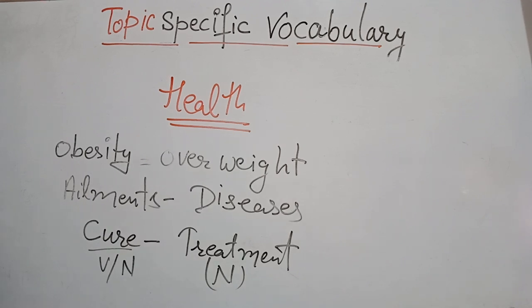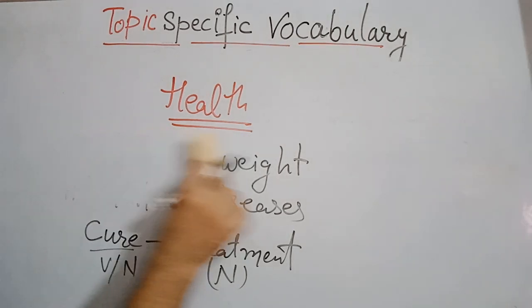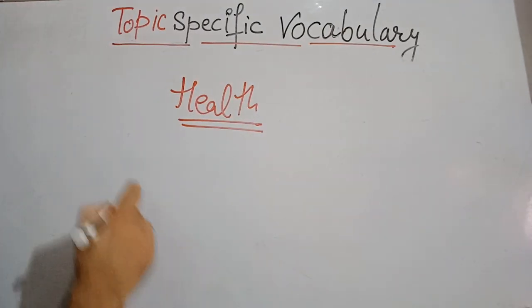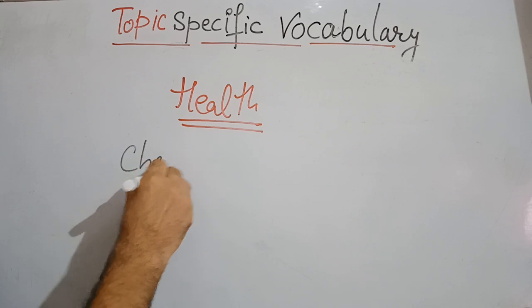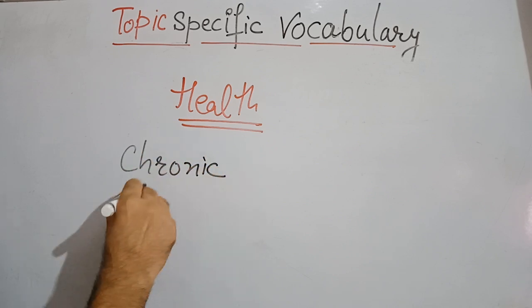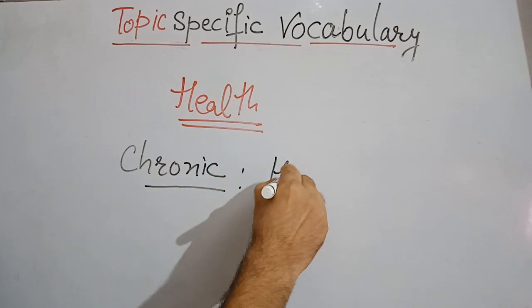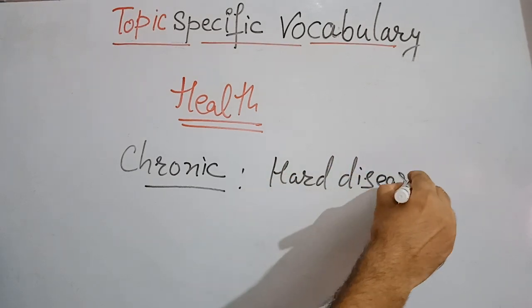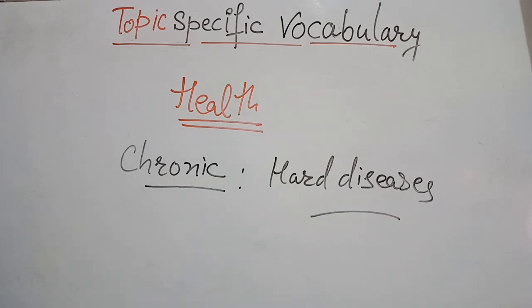chronic. Chronic means hard diseases which cannot be easily cured. Okay, so prolonged illness make our diseases chronic.